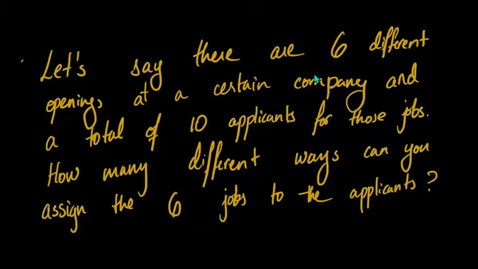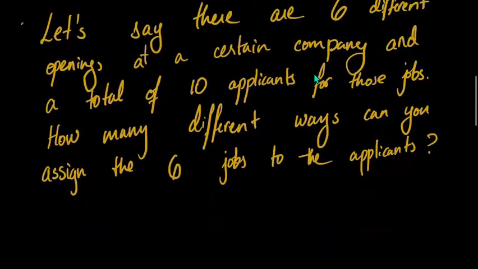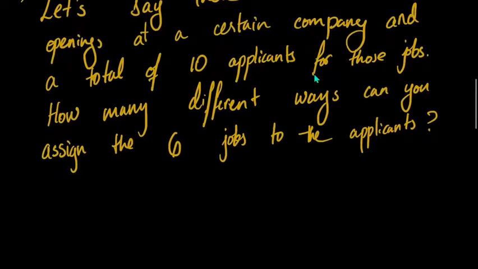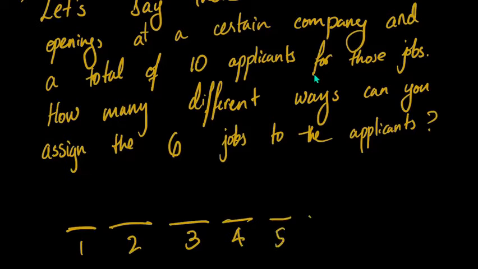Well, what we first need to do is recognize that there are 10 different possible people that are available for each of these jobs. Let's say this is job 1 right here, job 2, job 3, job 4, job 5, and job 6.